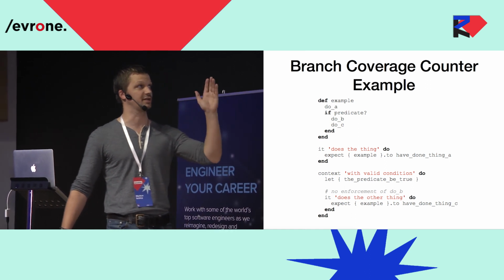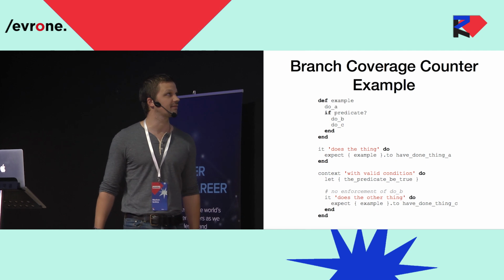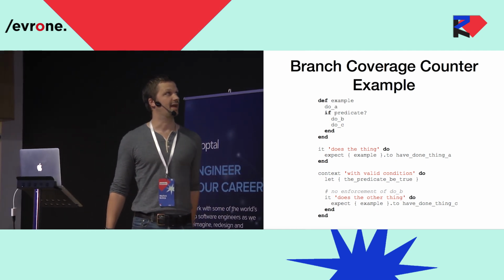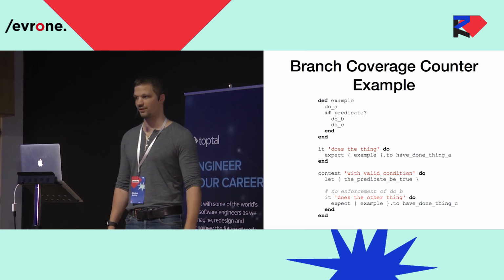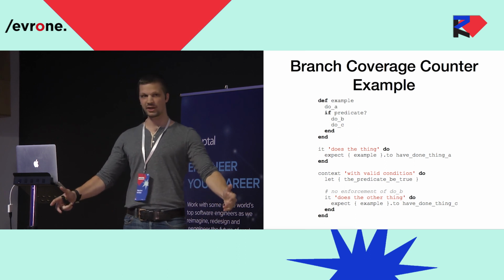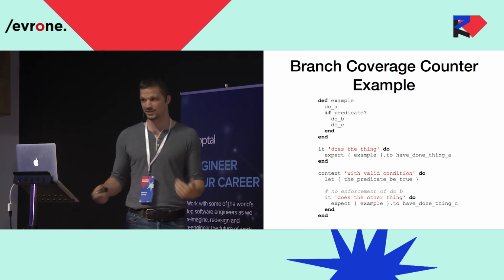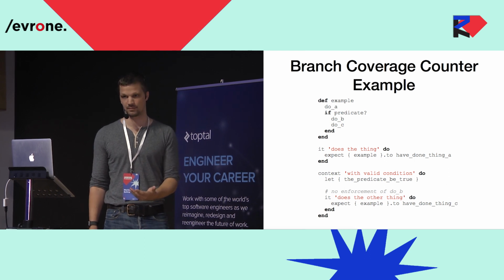This is a branch coverage counterexample. Here we have a specification of the side effect A. And we have a specification of the side effect C. But we do not have a specification of the side effect B. But branch coverage would still report, hey, all branches are hit all the time. We are done, which is not the correct result of a coverage checker.